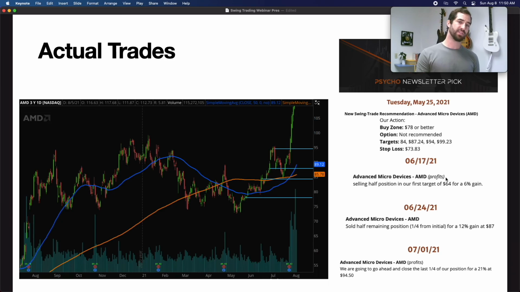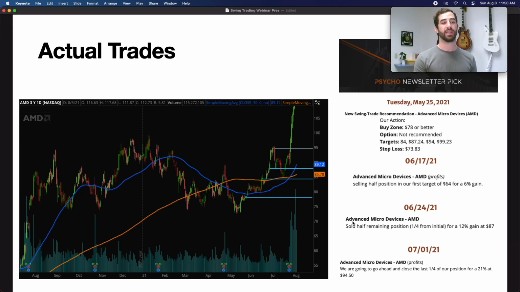We send an alert to sell half position for a 6% gain. This actually should say 84, big typo, because this was 84. But yeah, so 6% gain on half our position. So we're locking in some profits, all right? We don't know if it's just going to come back down or if it's going to continue up. So we want to lock in profits.